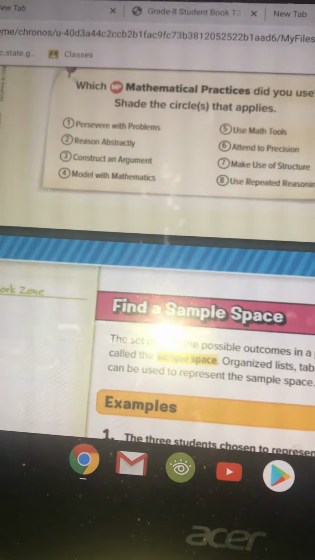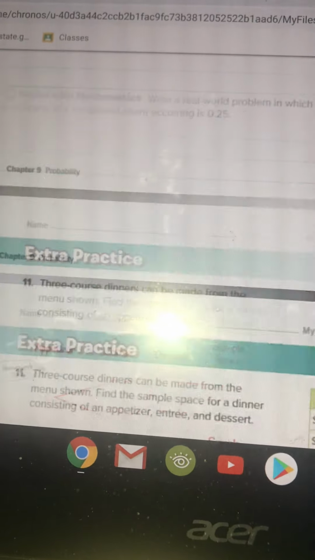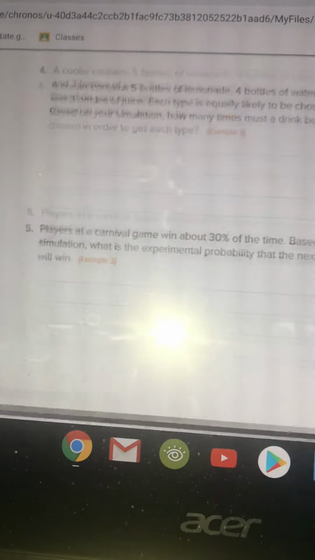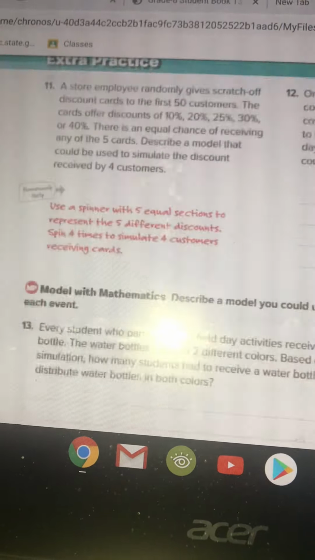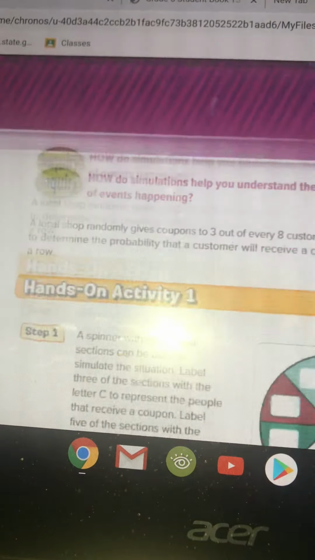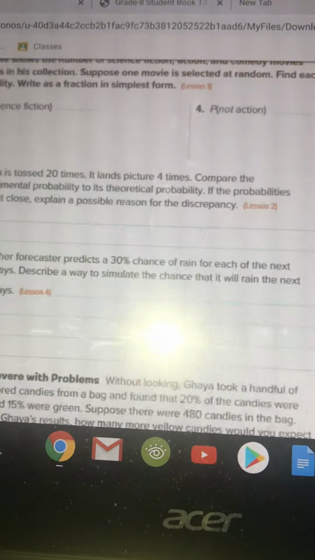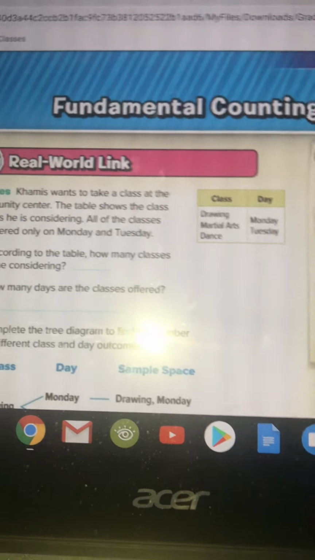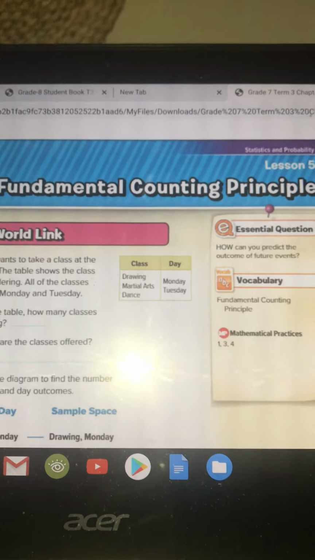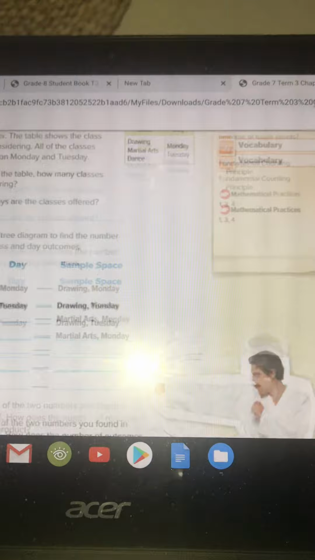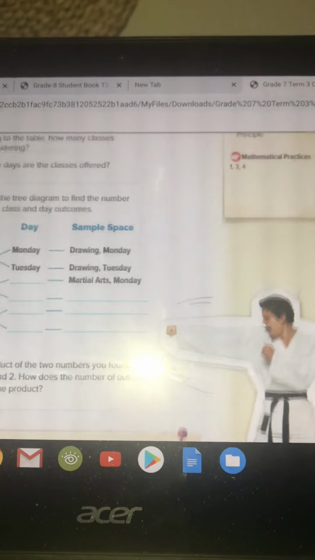Alright. Wait. What lesson is this? Almost there. This is what? Simulation. And then lesson 5. Okay. There. The fundamental counting principle. Very easy. Okay?